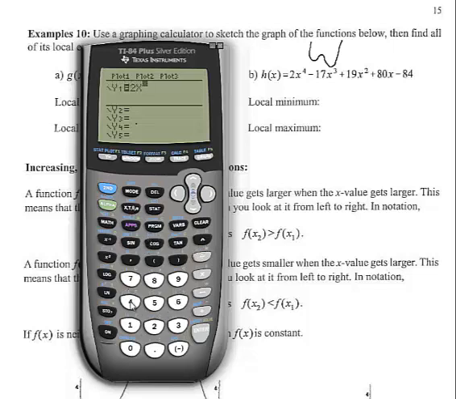So I have 2x to the 4th power minus 17x to the 3rd power plus 19x squared plus 80x minus 84. Enter. Graph.